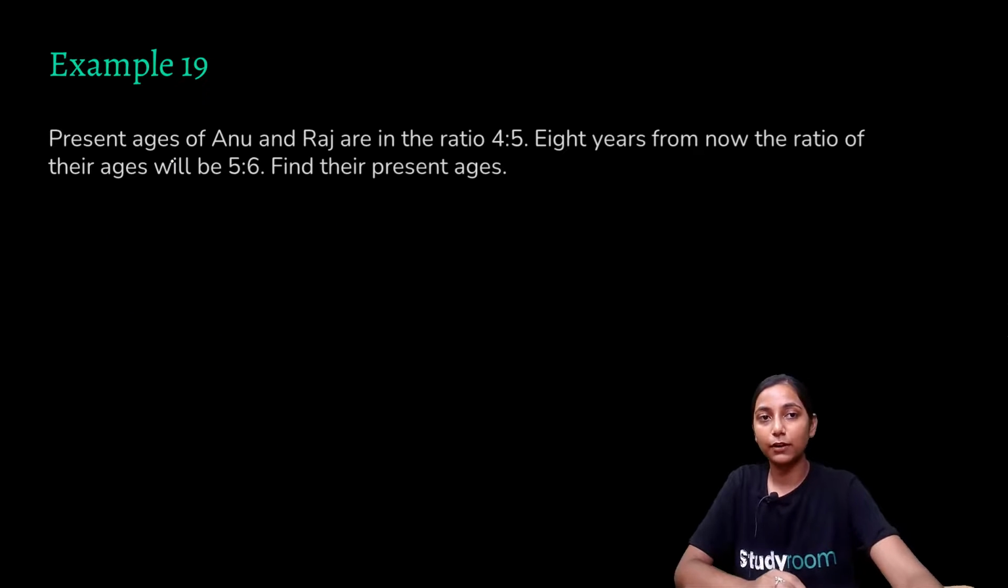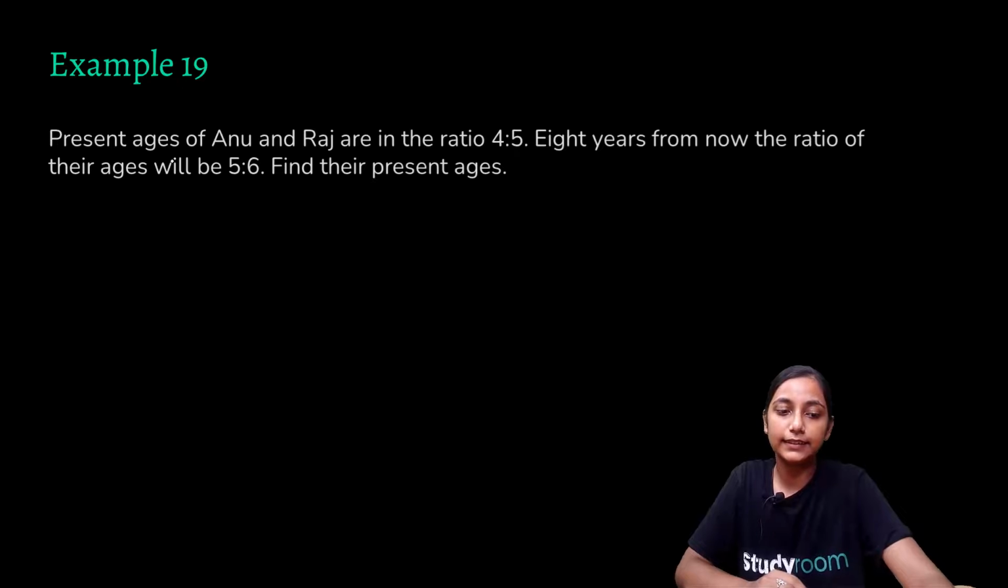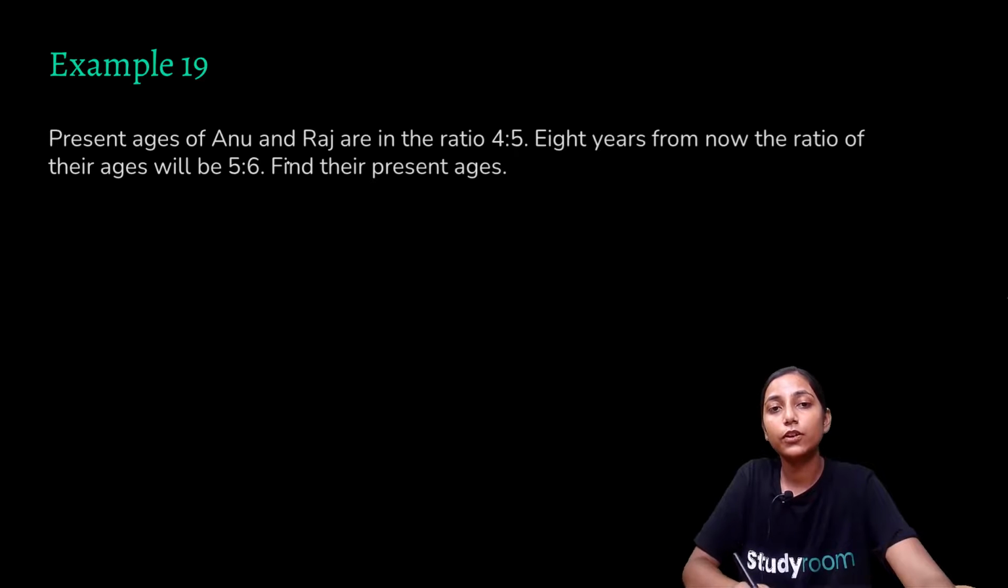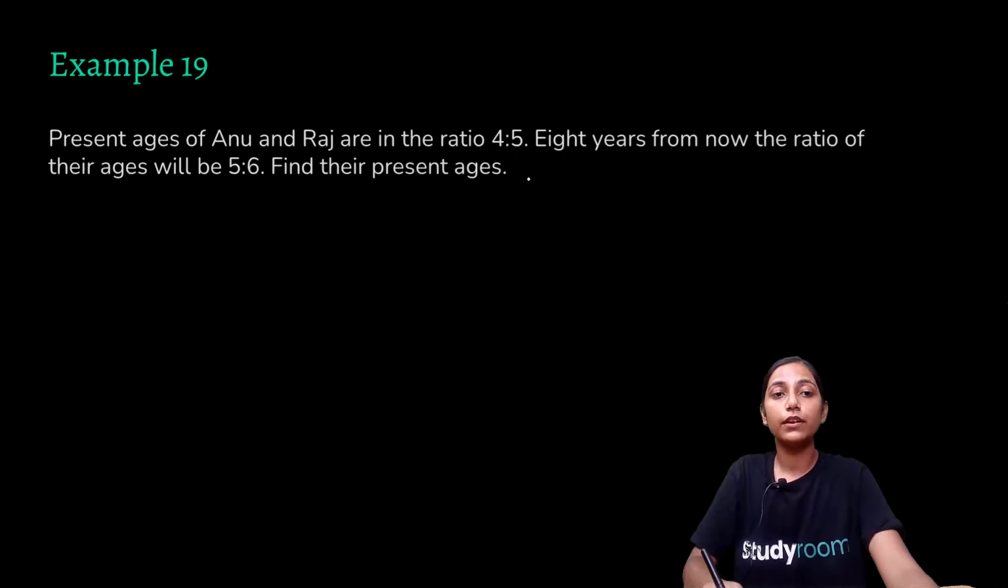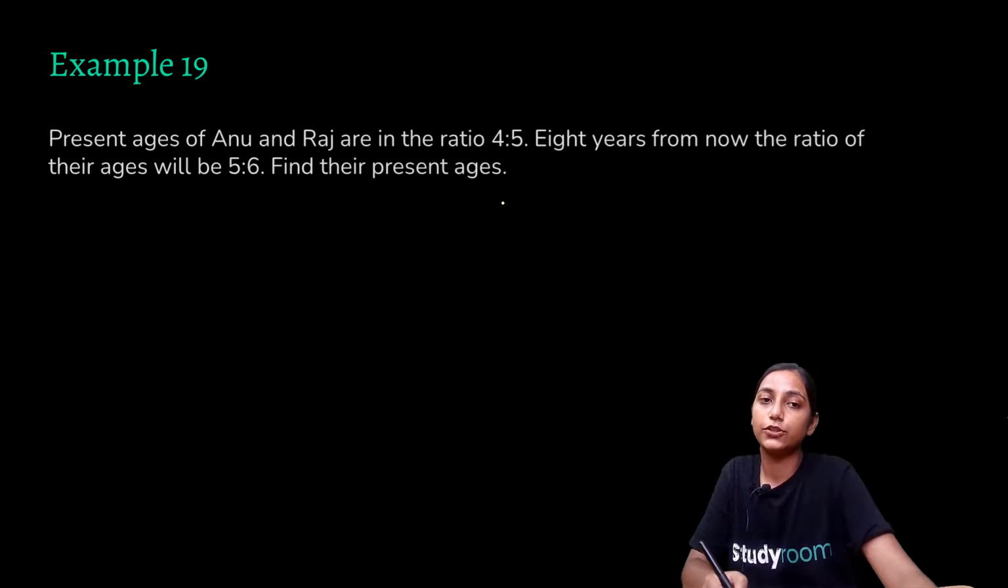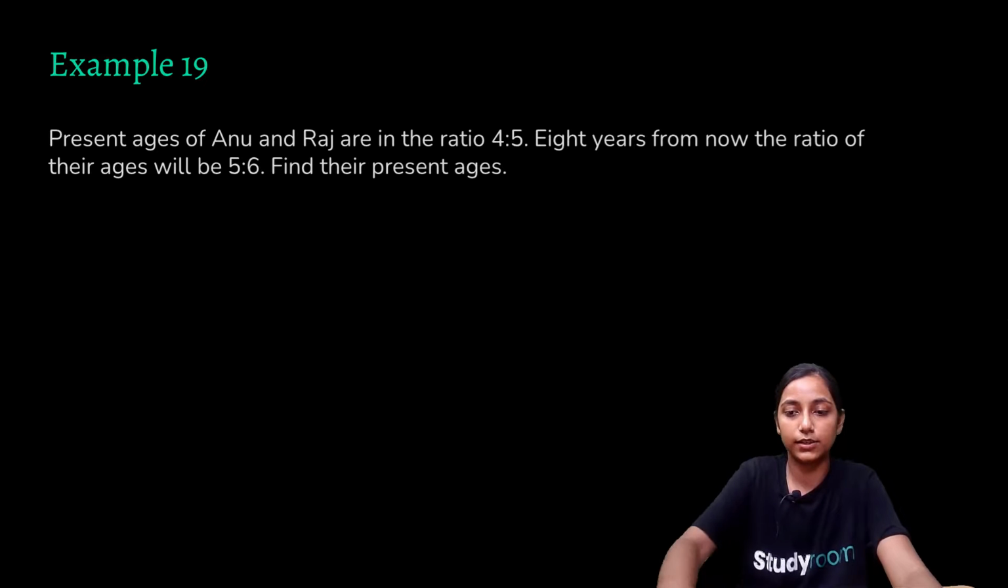So, we have a statement question next. Example number 19. It says that the present ages of Anu and Raj are in the ratio 4 is to 5, and 8 years from now, the ratio of their ages will be 5 is to 6. We need to find their present ages.